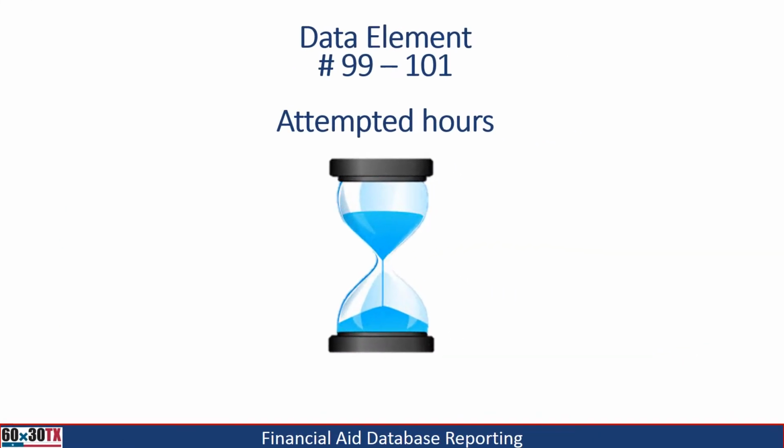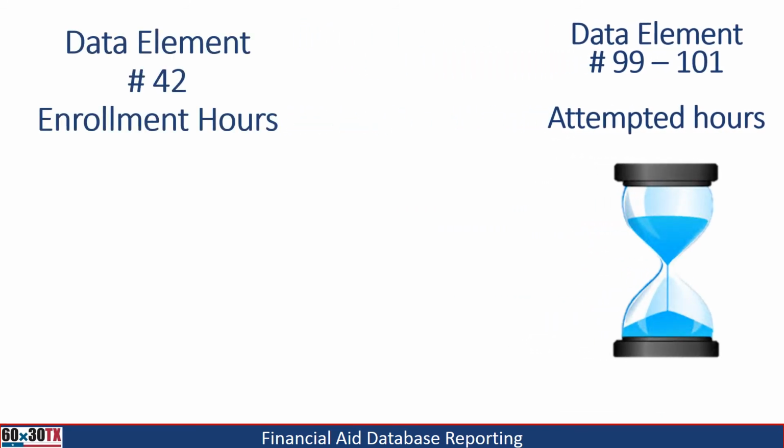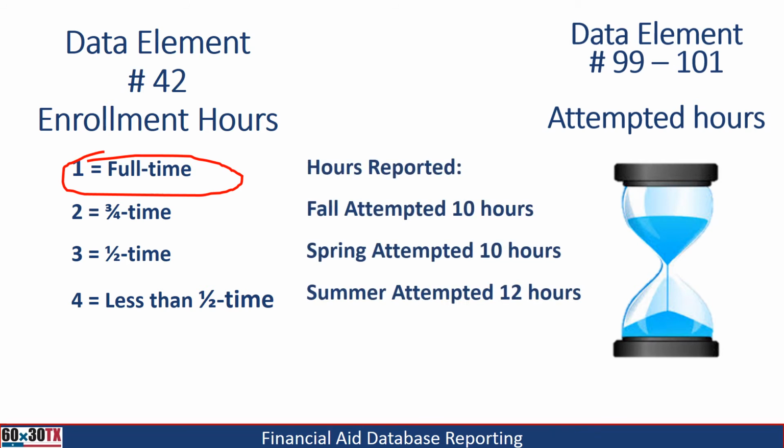Data elements number 99 through 101 are new to the FADS report and now collect attempted hours. The hours reported in these data elements must coincide with the student's enrollment status listed in data element number 42. For example, if a student is reported full-time in data element number 42, then an edit will run against each of the hours reported in data elements number 99 through 101 to determine if one of the terms reflects full-time. If none of the hours align with full-time status, the student's record will error.